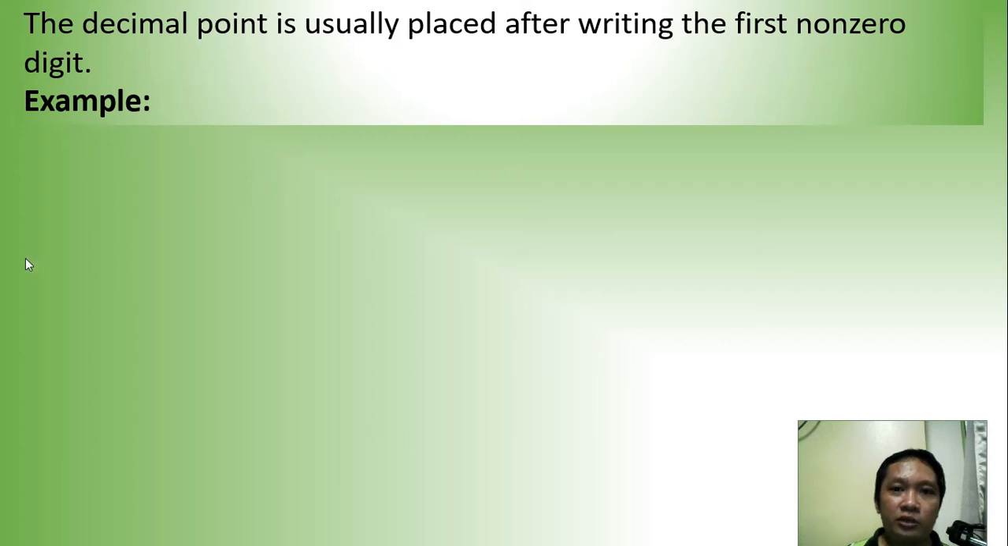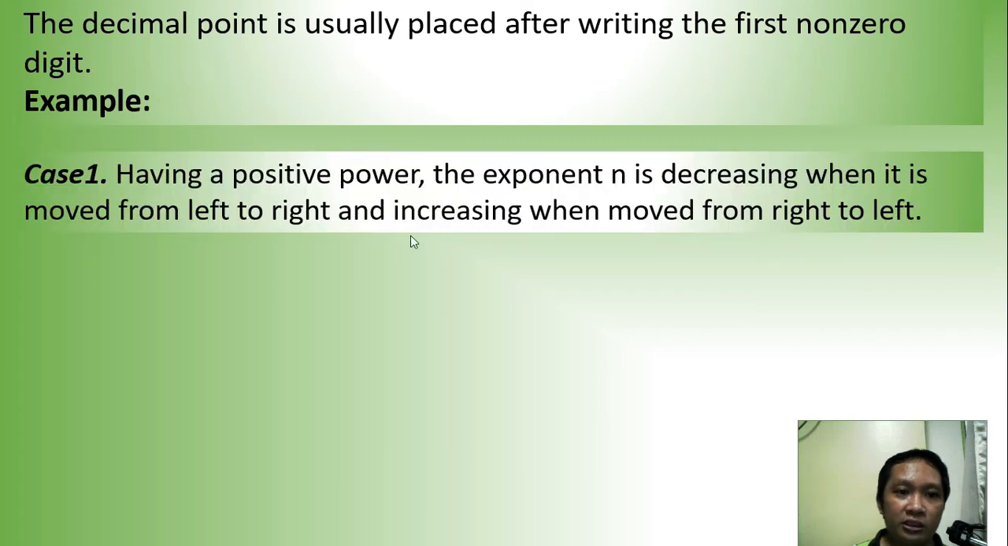The most accurate way of writing scientific notation is to express it in such a way that the decimal point is usually placed after writing the first non-zero digit. So that is where the decimal point should always be located in trying to express numbers in the correct way in scientific notation.